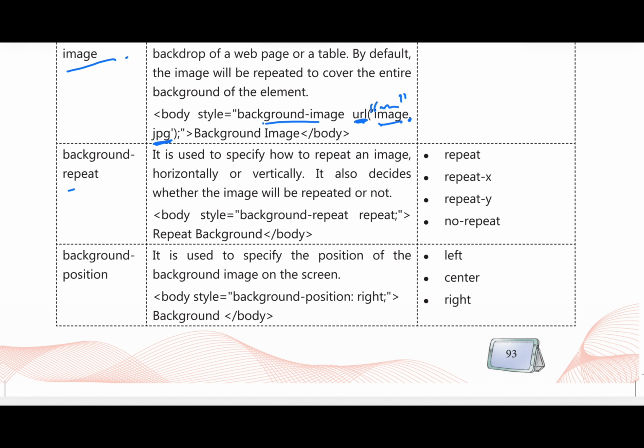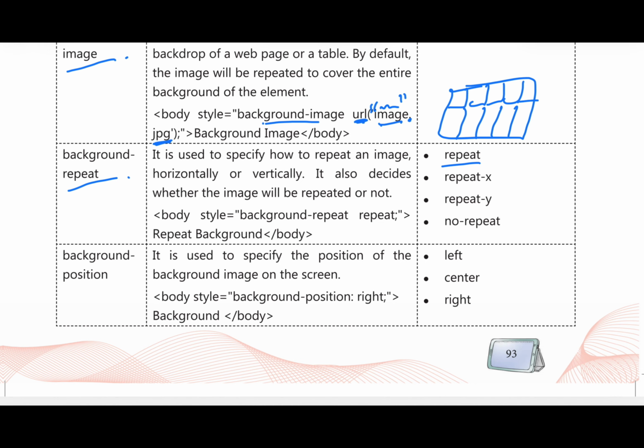Then background repeat. What is background repeat? If I want to repeat any image vertically or horizontally, I can. See how many types are there. There are 4 types. Repeat means it will repeat. For example, this is a screen. Image size is like this. Then it will repeat in this manner. Like this it will repeat. By default it is like that.